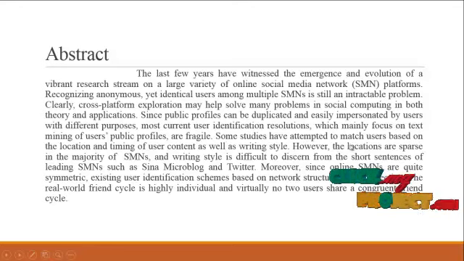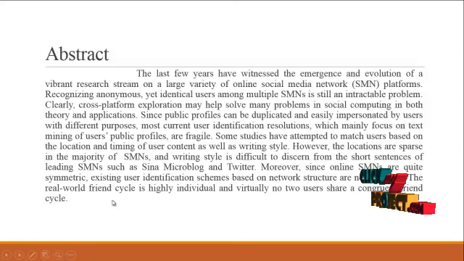Some studies have attempted to match users based on the locations and timing of user content as well as writing style. However, location data is sparse in the majority of SMNs, and the writing style is difficult to discern from the short sentences of leading SMNs such as Sina Weibo and Twitter. Moreover, since online SMNs are quite asymmetric, existing user identification schemes based on network structures are not effective. The real-world friend circle is highly individual, and virtually no two users share a concurrent friend circle.